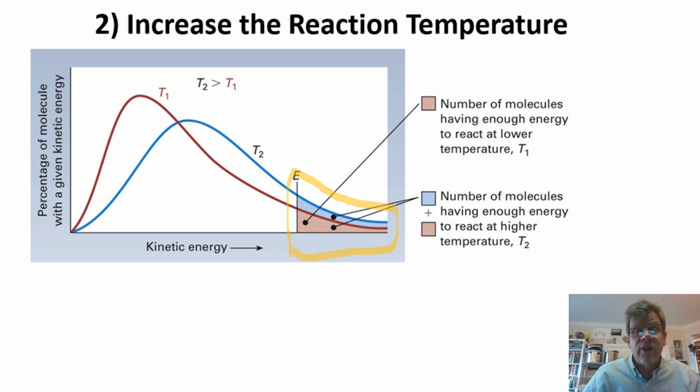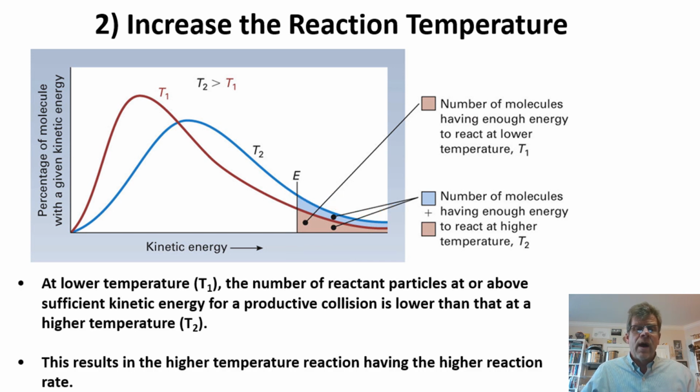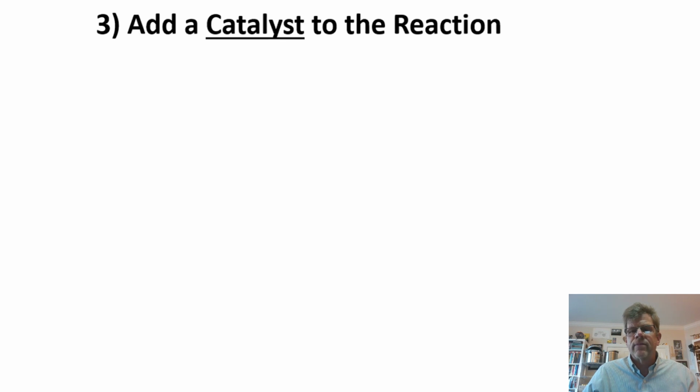At or above a certain kinetic energy to allow for a productive collision, we get a higher number of particles at or above that kinetic energy at any given time. So at the lower temperature, the number of reactant particles at or above this sufficient kinetic energy for productive collision, there's not as many of them. They're lower than that of a higher temperature, which results in, if there are more at the higher temperature at any given moment, the higher temperature reaction having the higher reaction rate.